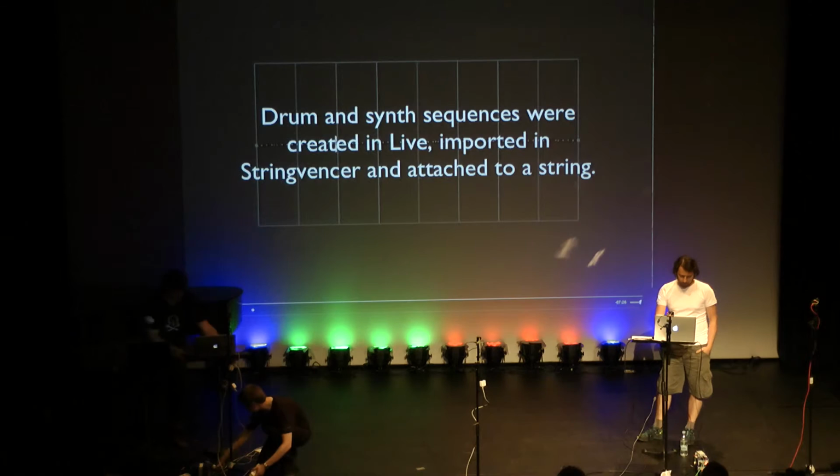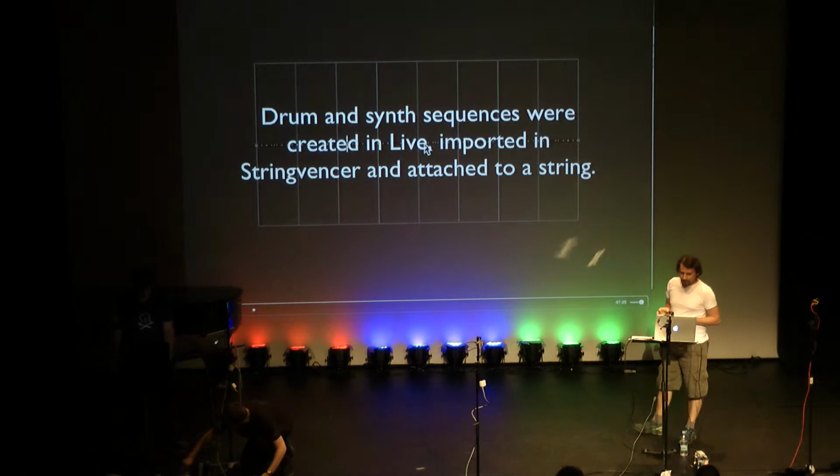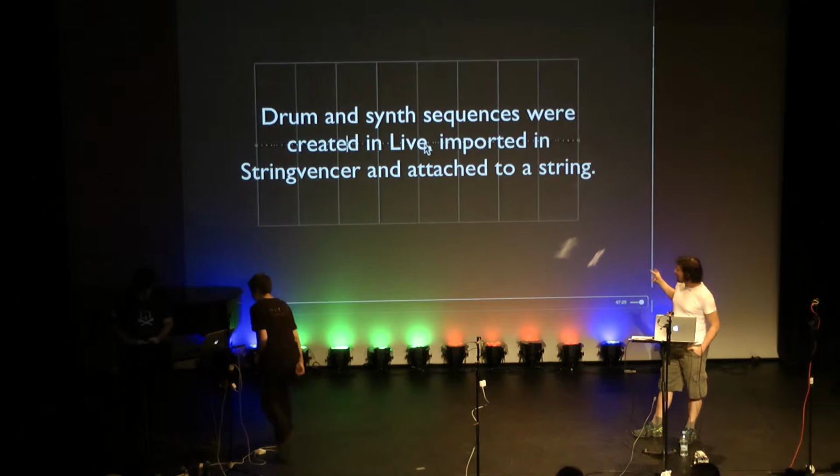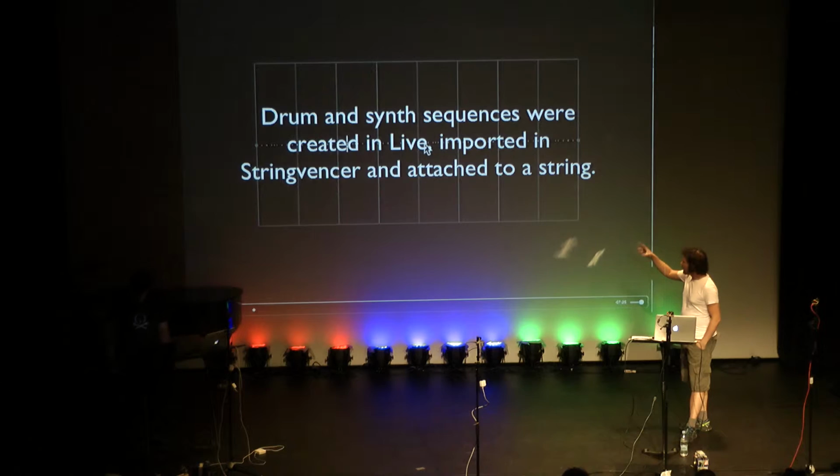Okay, so this is a very simple didactic example, just one sequence, a synth and a drum. So basically the sequence made in Live was imported into MAX, where everything is made. And then these, I call them trigger objects, just trigger back the samplers and synths in Ableton.